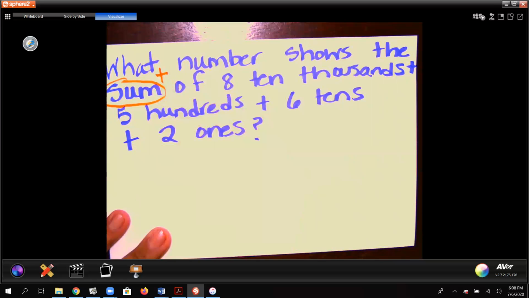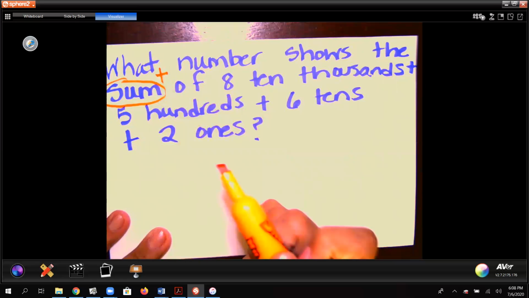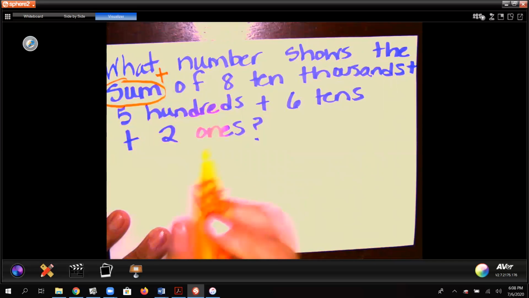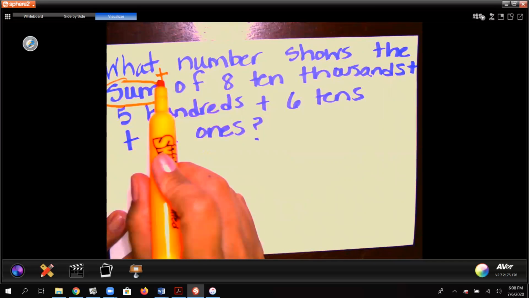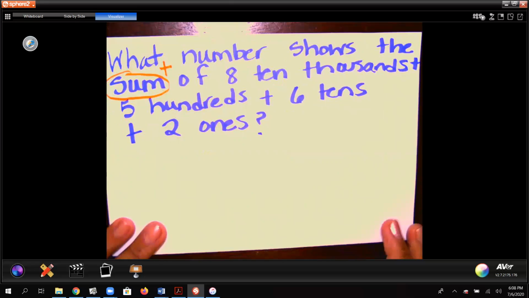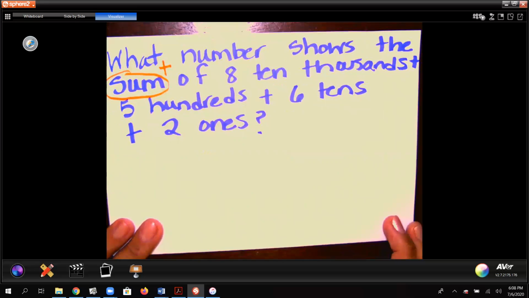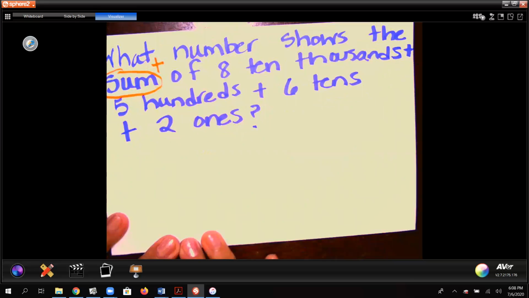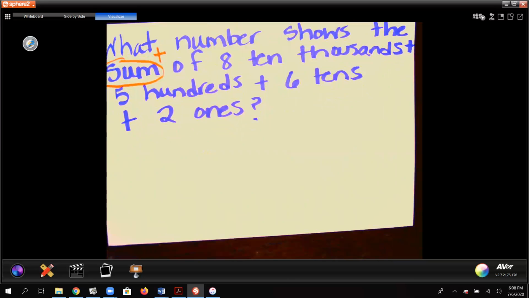A lot of times these place value questions will be written in this way, and you'll have to know what those words mean. And we always need to know that sum is the answer to an addition problem. Whenever we have a place value question, it's very important that you use a place value chart. If you don't have one, or if the problem doesn't give you one, you have to know how to make one. So let's go ahead and make one.